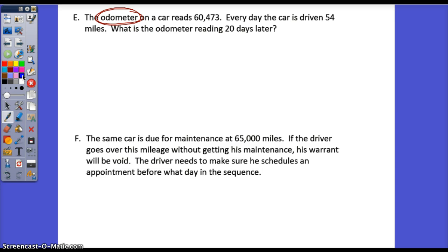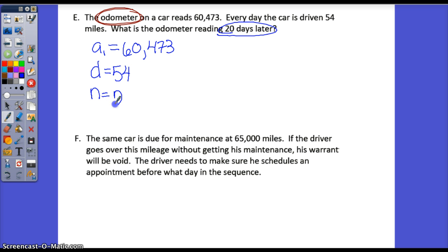We know that it is changing by a common amount every day. So I know that I can use an arithmetic sequence. I need to first figure out what my first term is, the difference, and n. Now, a sub 1 is where it is today. Well, right now, it's 60,473. When the car is driven 54 miles, it is going positive. This is going to get larger. So my d is positive 54, and I want to know 20 days later, so that is my n.